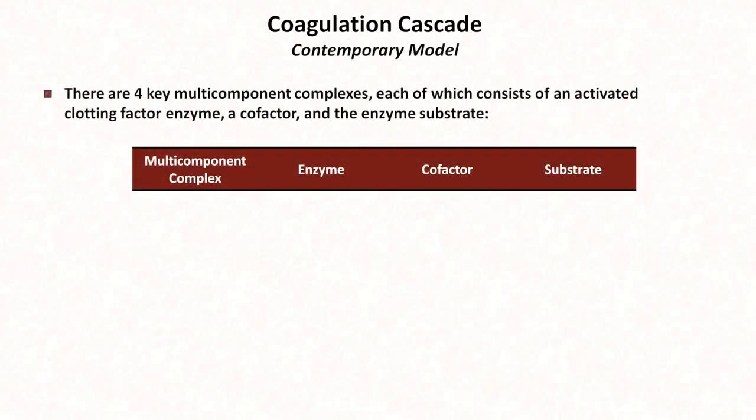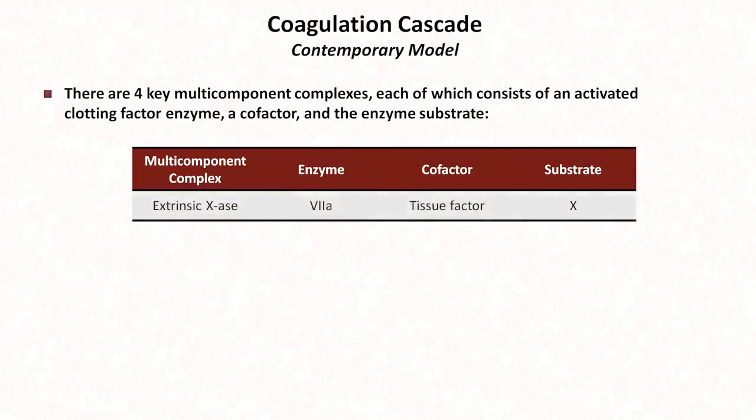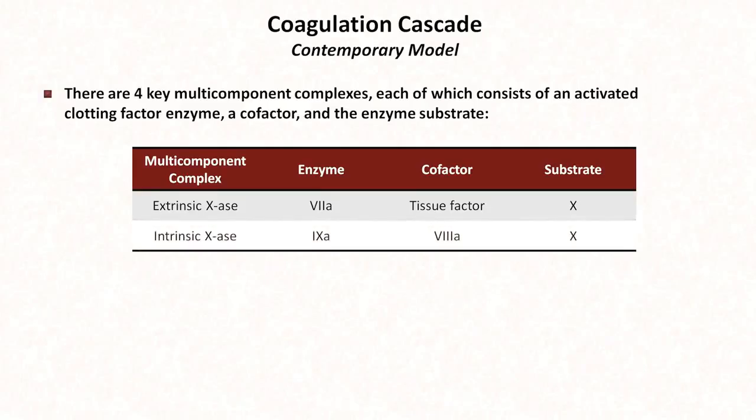In the contemporary model of the coagulation cascade, there are 4 key multi-component complexes, each of which consists of an activated clotting factor enzyme, a cofactor, and the enzyme substrate. The first is called the extrinsic factor 10-ACE and is composed of activated factor 7, tissue factor, and inactivated factor 10. The intrinsic factor 10-ACE is composed of activated factor 9, activated factor 8, and inactivated factor 10.